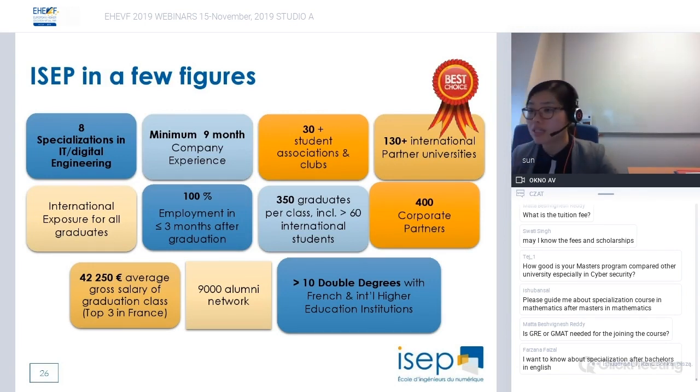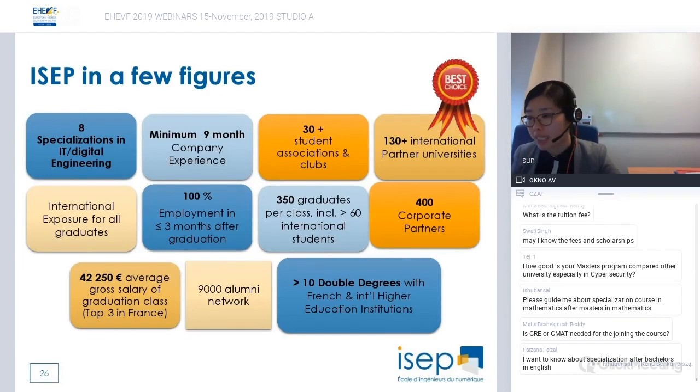Fee structures. So I mentioned again, the next batch is 8,900 for 2 years. So each year 8,900, so 2 years will be times two, and the last semester is a paid internship. Yes. Application website, I can share with you.